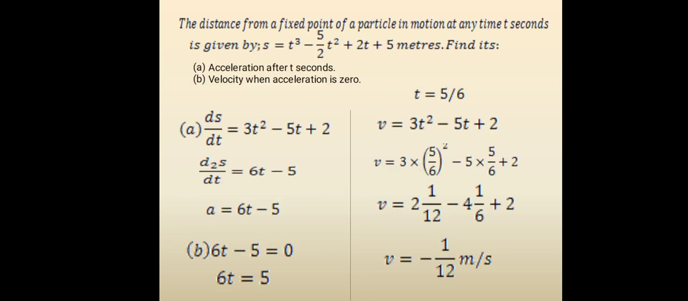The distance from a fixed point of a particle in motion at any time t seconds is given by s = t³ − (5/2)t² + t + 5 meters. Find its a. Acceleration after t seconds, b. Velocity when acceleration is 0.